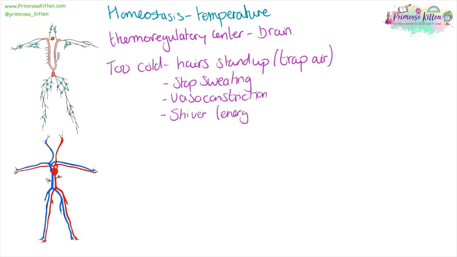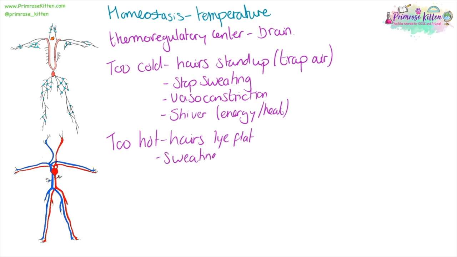If you are too hot, your hairs are going to lie flat, so they're not trapping any air. You're going to start sweating, and the water is going to evaporate, leading to heat and energy loss. And your blood vessels are going to undergo vasodilation, meaning they're going to get wider so that blood can flow closer to the surface of the skin so that heat can be lost.